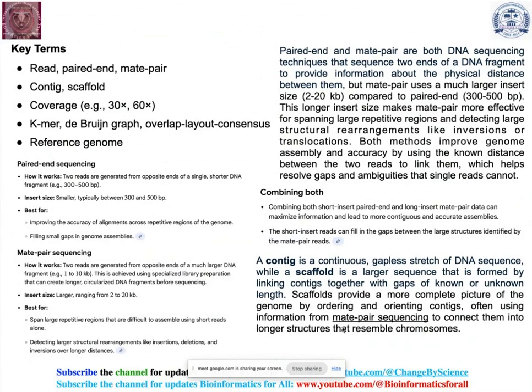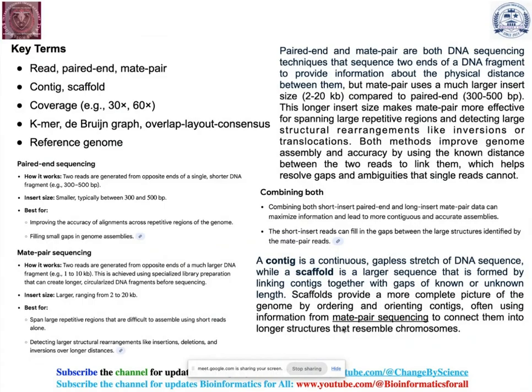So paired end sequencing, how it works. Two reads are generated from opposite ends of a single sorted DNA fragment. Then the insert size is smaller, typically between 300 and 500 bases or base pairs, best for improving the accuracy of alignment across repetitive regions of the genome, filling small gaps in the genome assemblies.